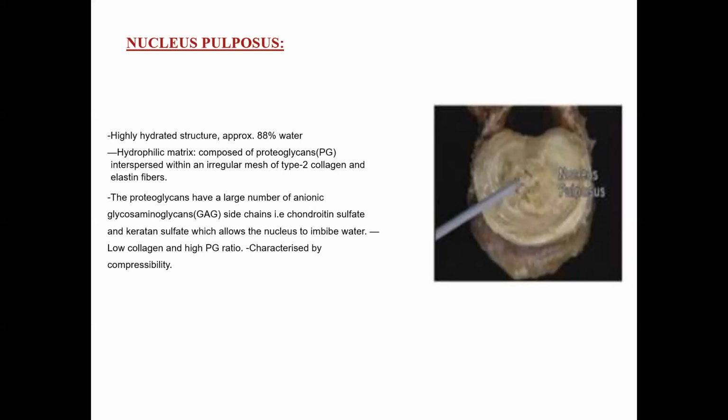The proteoglycans have a large number of anionic glycosaminoglycan side chains, that is, chondroitin sulfate and keratan sulfate, which allow the nucleus to imbibe water. Low collagen and high PG ratio, characterized by compressibility. As you can see, this is the structure of the nucleus pulposus. Moving forward to the next slide.